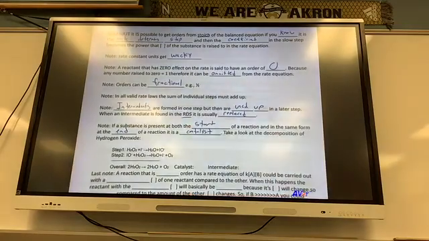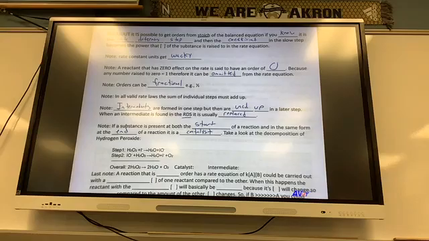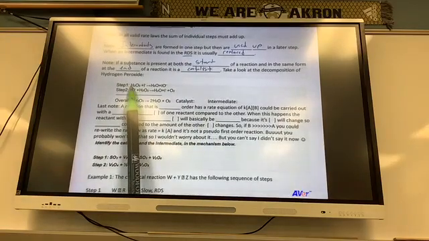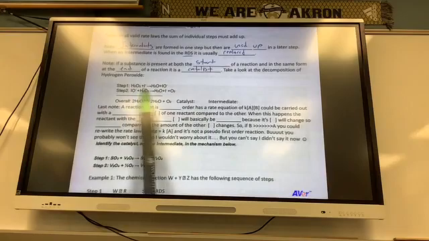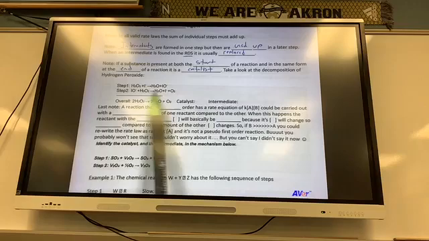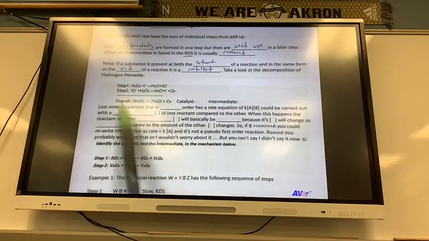So, take a look at the decomposition of hydrogen peroxide. Intermediates are formed in one step and then used up in a later step. Here's step 1: hydrogen peroxide plus iodide ion gives you water plus hypoiodite. Step 2: hypoiodite plus peroxide yields water plus iodide ion plus oxygen. Overall, 2H2O2 gives 2H2O plus O2. You guys remember this is like Hess's law, how I got that overall?